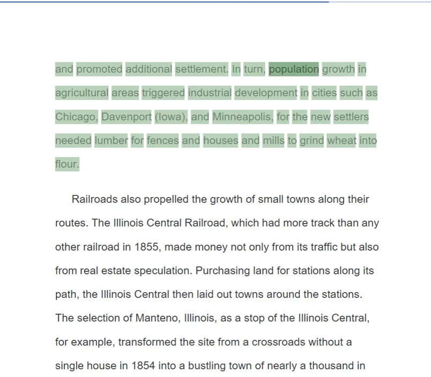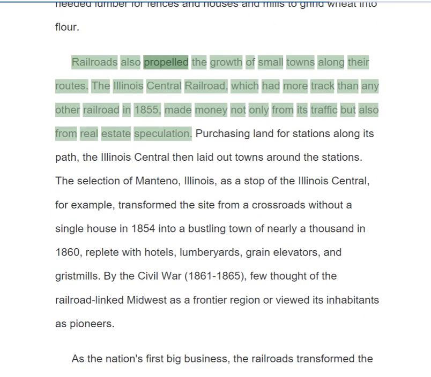In turn, population growth in agricultural areas triggered industrial development in cities such as Chicago, Davenport, and Minneapolis, for the new settlers needed lumber for fences and houses and mills to grind wheat into flour. Railroads also propelled the growth of small towns along their routes.